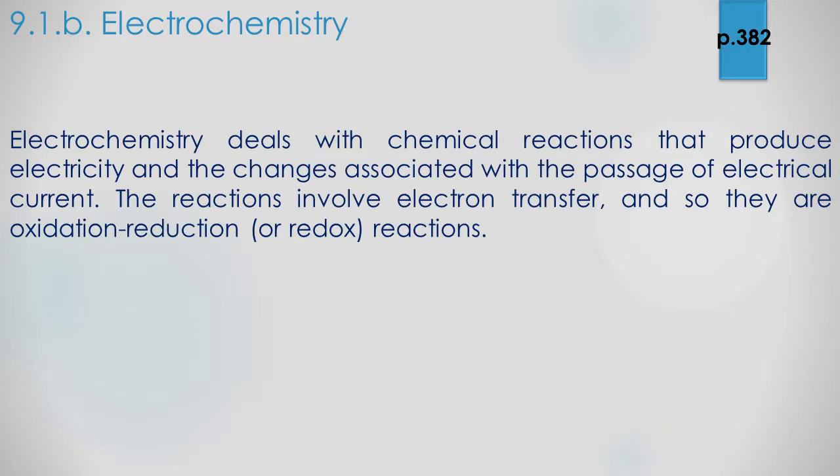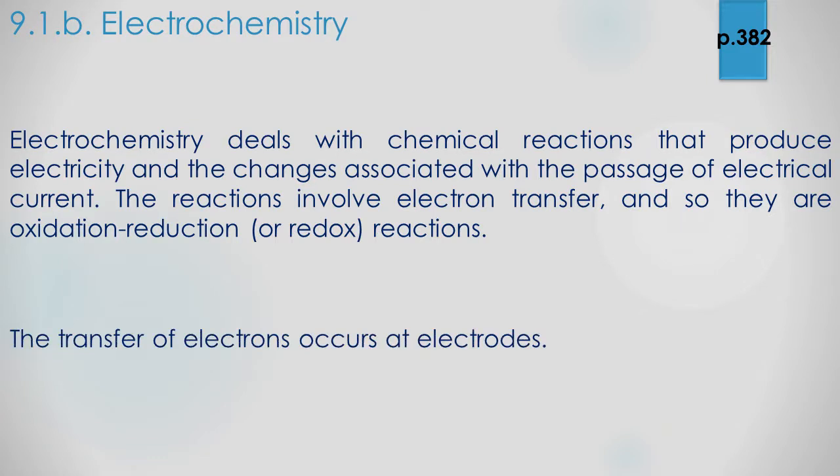Alright, so electrochemistry deals with chemical reactions that produce electricity and the changes associated with the passage of electrical current. How to convert chemical energy to electrical energy, that's electrochemistry. Of course, the reactions involve electron transfer, therefore, we are dealing with redox reactions. The transfer of the electrons occurs at electrodes. So we have basically two electrodes, as you will see, anode and cathode. On these electrodes, transfer of the electron occurs.